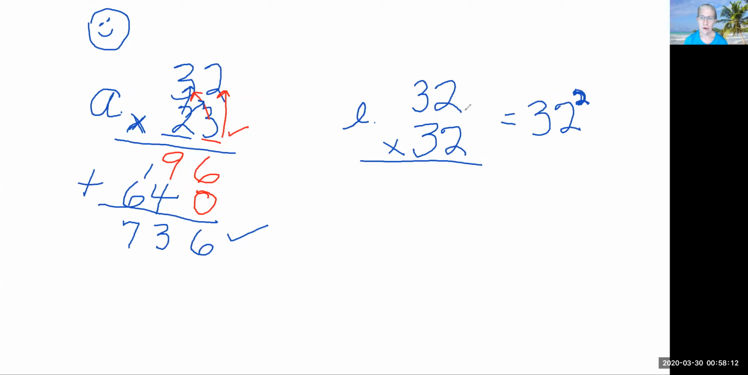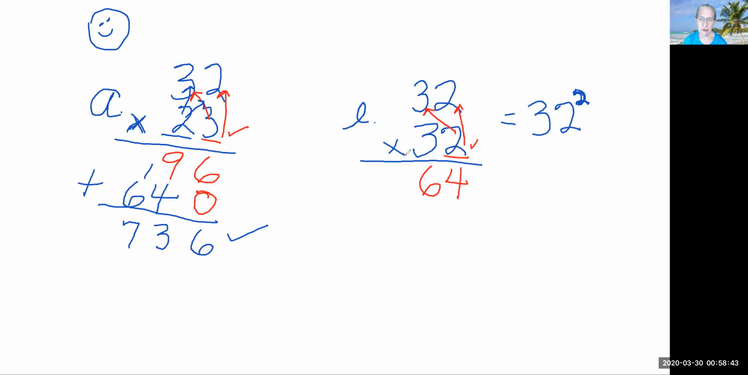Okay. So let's start. We start at the ones column on the bottom number. We go ones column to ones column. So bottom to top. 2 times 2 is 4. We go ones column on the bottom to tens column on the top. So it's 2 times 3 is 6. Okay, so we finished the ones column. I'm giving it a check so you'll know that I'm through with it.